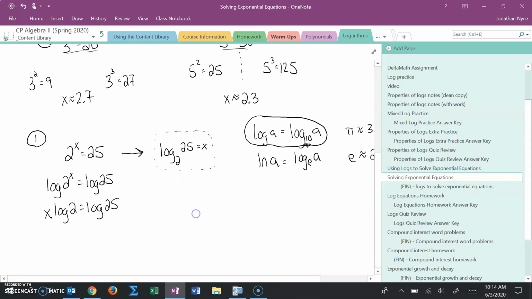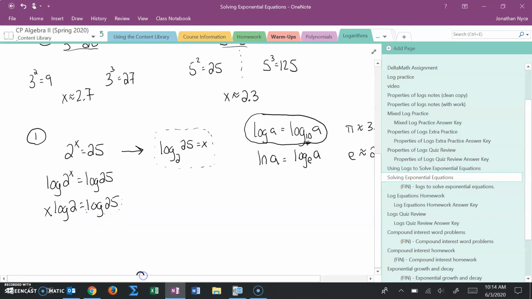Remember, log 25 is just a number. That's whatever 10 to the power needs to be to get 25. So this whole thing is a number, and log of 2 is also one number. So just like if you had 2x equals 5, you would divide both sides by 2, we're going to do the same thing with log 2, which is just a number. Log 2 divided by log 2 is 1, times x is x.